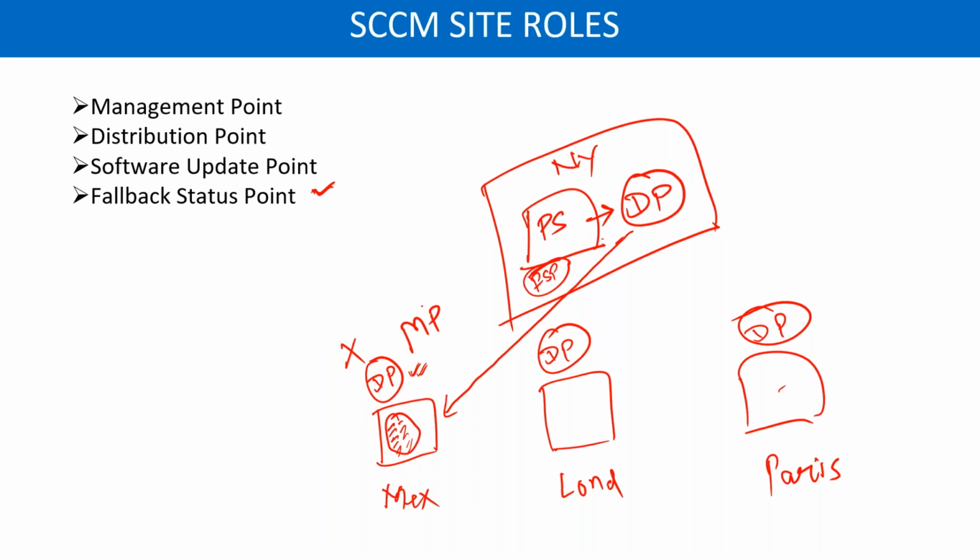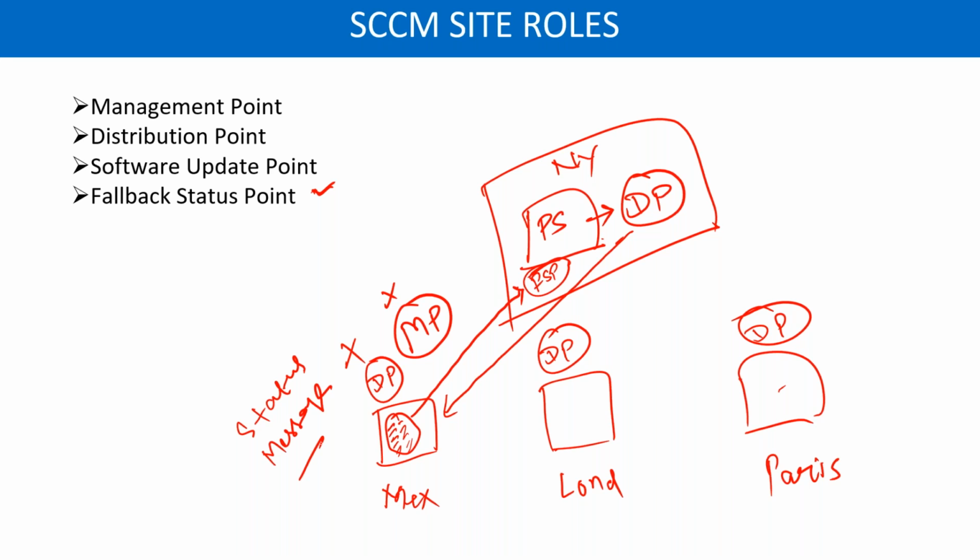Then you have the management point. One more thing is the management point. Let's say the devices are not able to communicate to the management point. What is a management point? It is collecting information. It's a communication bridge. Then the devices in Mexico will not be able to communicate to the management point. So devices can communicate to the fallback status point to send the status message. What is the status message? Devices will send the status message to the fallback status point.